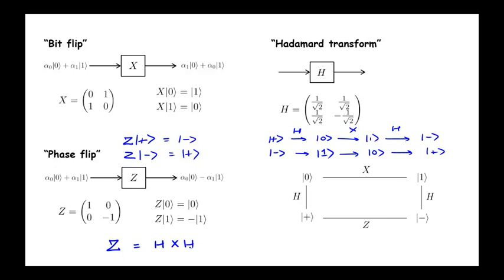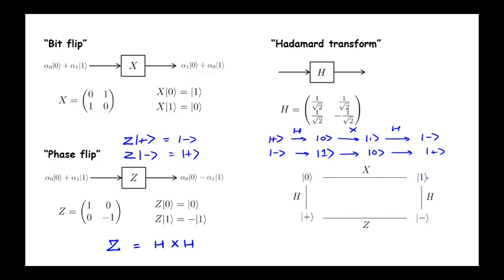Okay. In fact, here's another way to picture it. What this diagram is showing you is that the Hadamard swaps 0 and plus, it swaps 1 and minus, X swaps between 0 and 1, and Z swaps between plus and minus. And so if you wanted to perform Z, where you want to swap these two, another way you can do that is you perform H, X, H. If you want to perform X, another way to achieve that is you do H, Z, H.